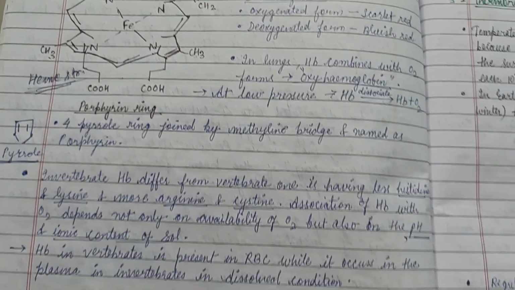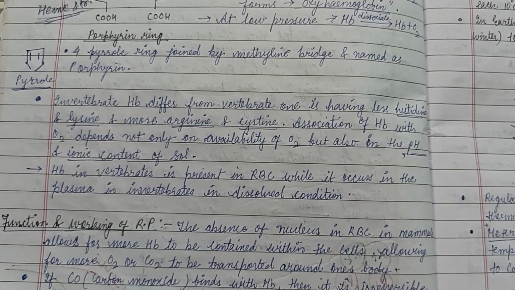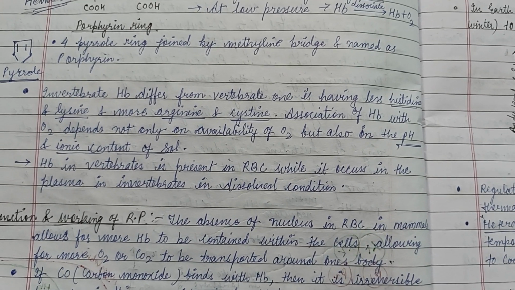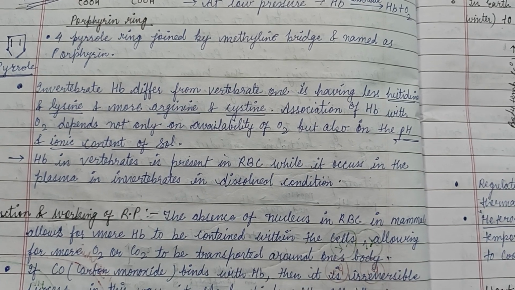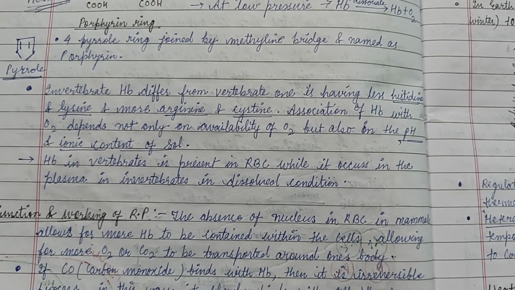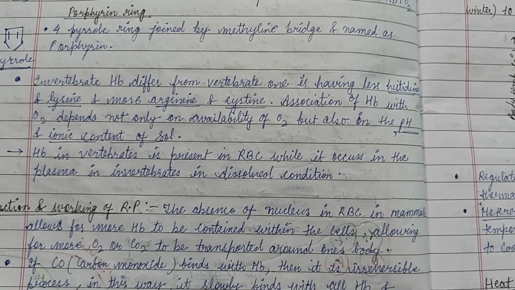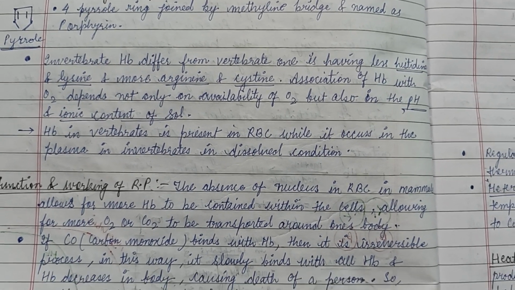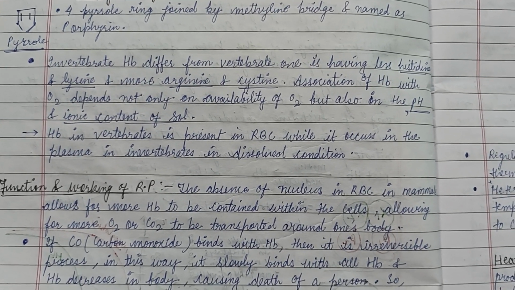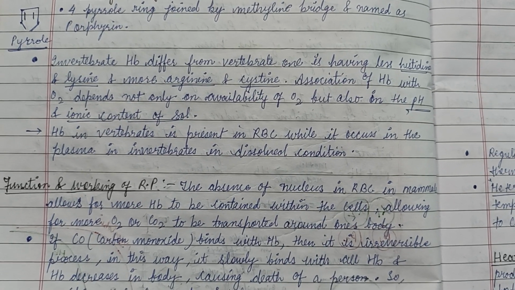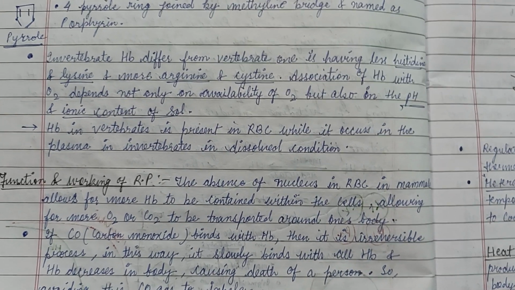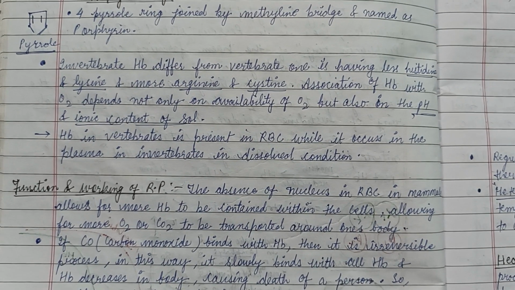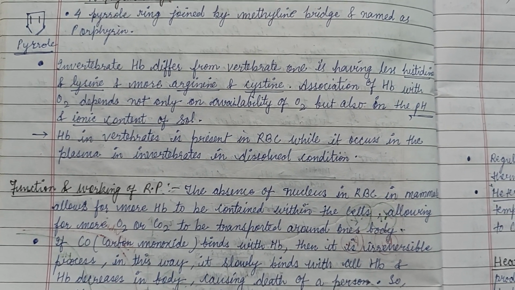In invertebrates, Hb is different from that of vertebrates. It has less histidine and lysine and more arginine and cysteine. Association of Hb with oxygen depends not only on availability of oxygen but also on the pH and ionic content of the solution. Hb in vertebrates is present in RBC, while it occurs in the plasma in invertebrates. As we know, Hb is in dissolved condition in plasma and also present in the RBC.